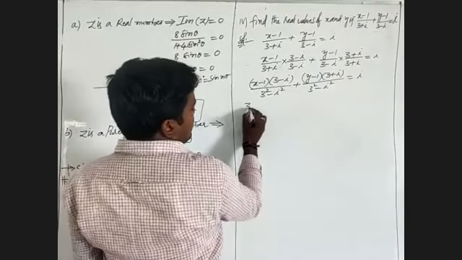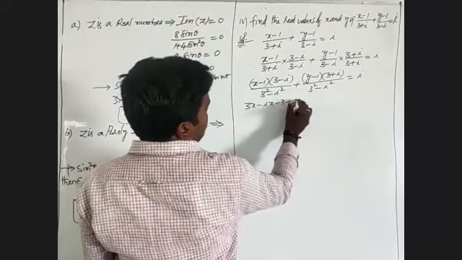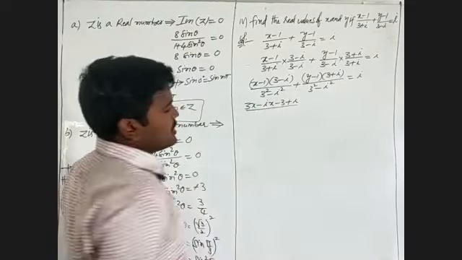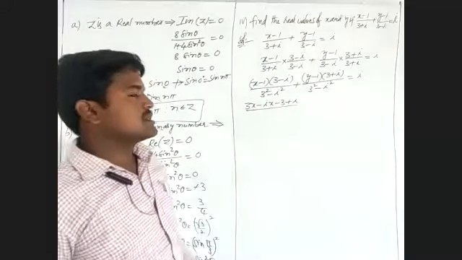x into 3 gives 3x minus ix, minus 3, minus into minus plus 1 into i, equals i. 3 square becomes 9, i square becomes minus 1.